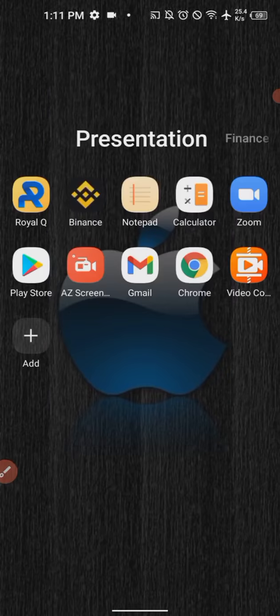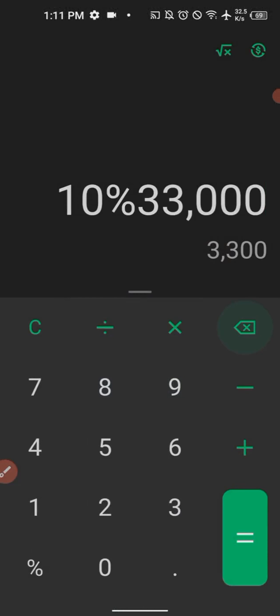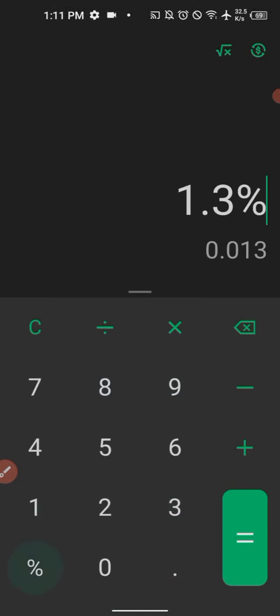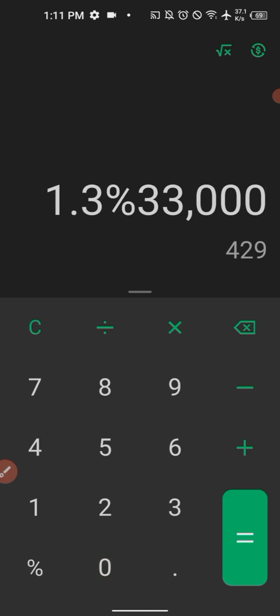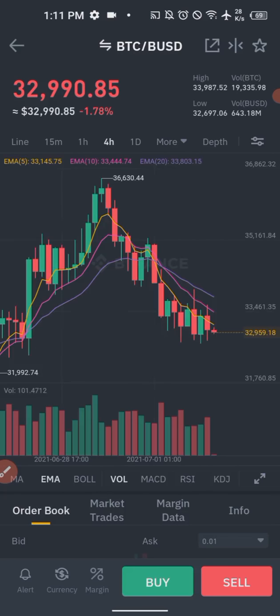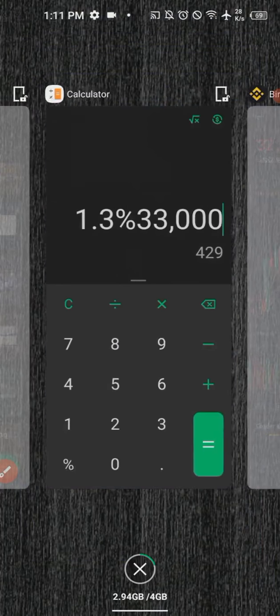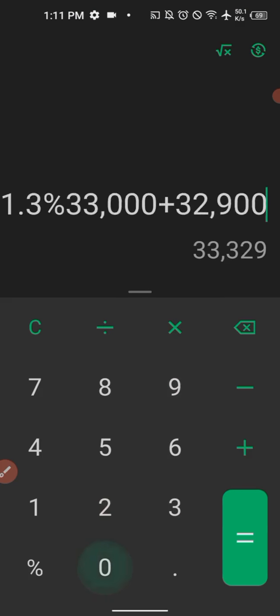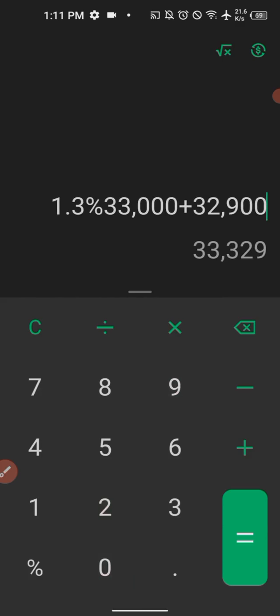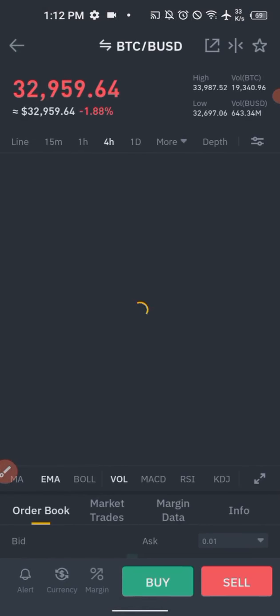So let us now use 1.3%. 1.3% of $33,000 will be 429. So meaning once the price increases by $429, I can be in profit. So let us come back here. The price is 32,900, and 32,900 plus 429. So once the price reaches 33,329 naira, I can take a 1.3% profit.